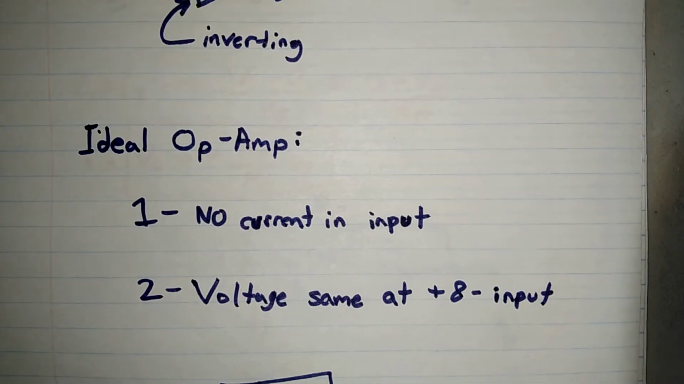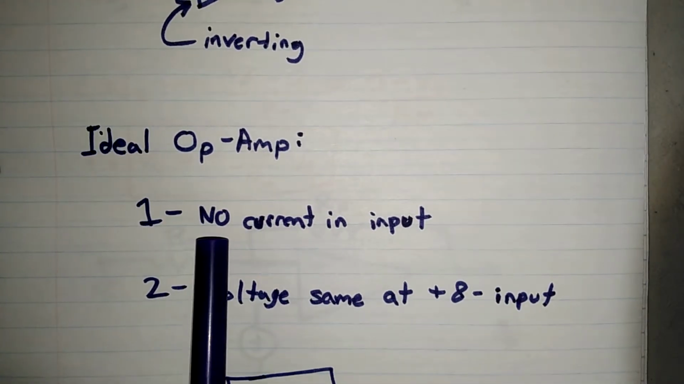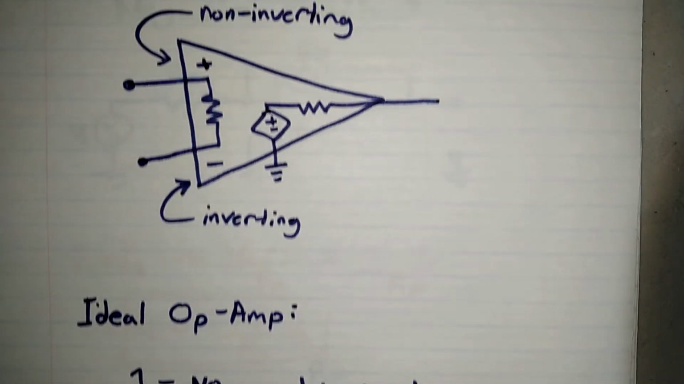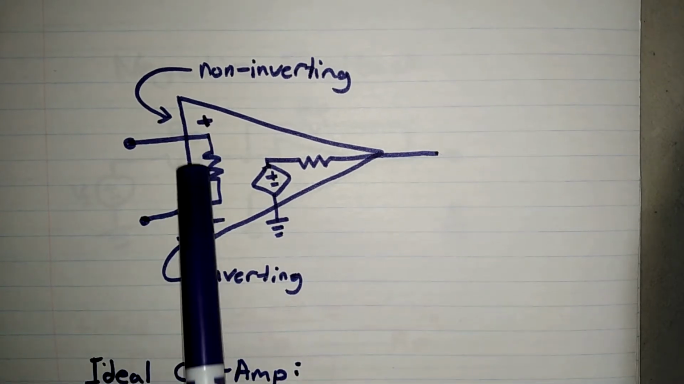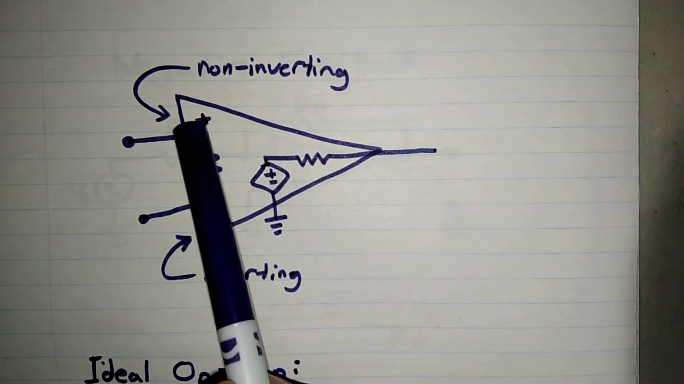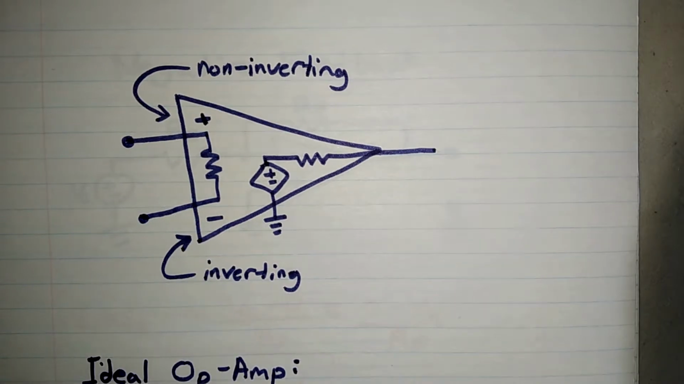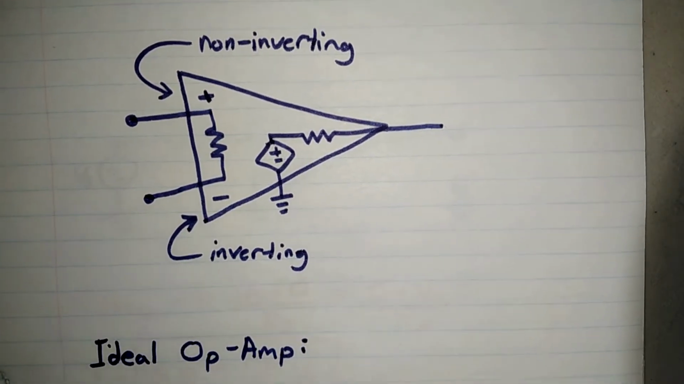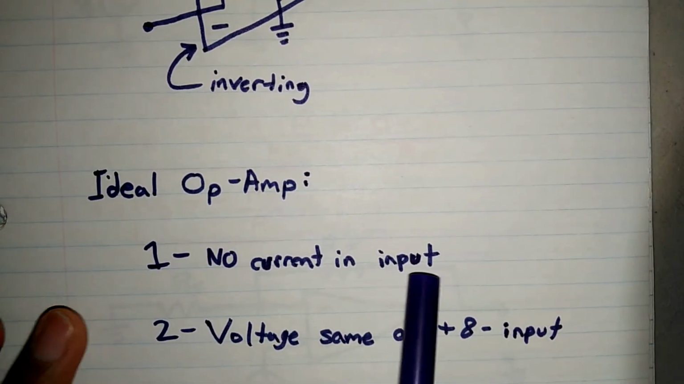And so the ideal op amp would have no current going into its input. And that's simple, because we do not want any power loss happening over here. We just want to read the voltage and then find the difference of that. And that's it. So rule one should be easy to understand.